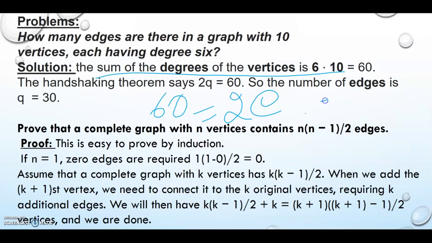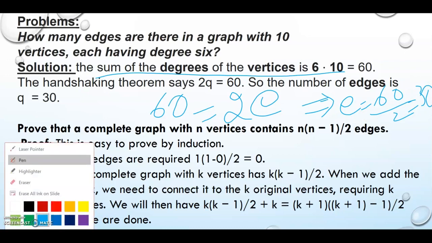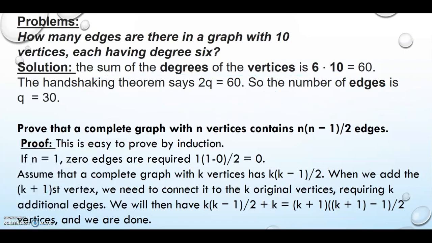60 divided by 2. This implies that E is equal to 60 by 2, which is equal to 30. It's a very simple problem. These are all very, very simple problems. Prove that a complete graph with n vertices contains n into n minus 1 by 2 edges. So I am going to prove this by mathematical induction.